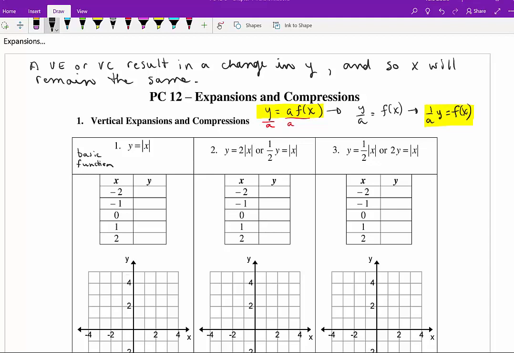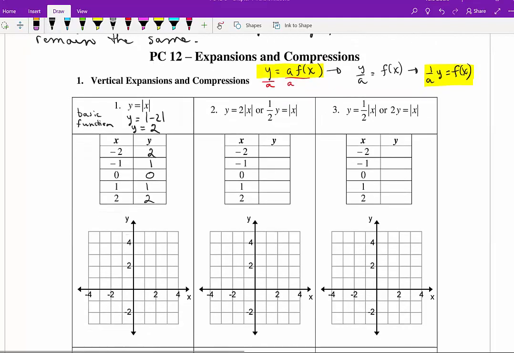On our parent function, if I substitute in -2 for x, as you know, the absolute value of a negative number is the positive number. So the absolute value of -2 is 2, and so y equals 2. If I plug in -1 for x, I will get 1. If I plug in 0, I will get 0. Just recall that the absolute value of a positive number will always be positive. So the absolute value of 1 is 1, and the absolute value of positive 2 is positive 2. When we graph this, we'll have points at 0, 0, 1, 1, 2, 2, -1, 1, and -2, 2. Here is our graph.